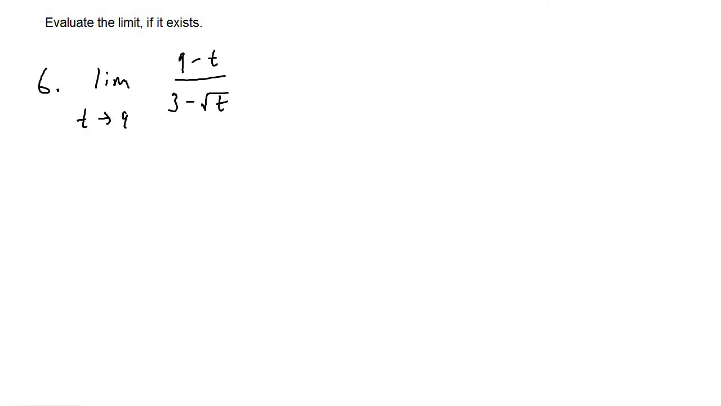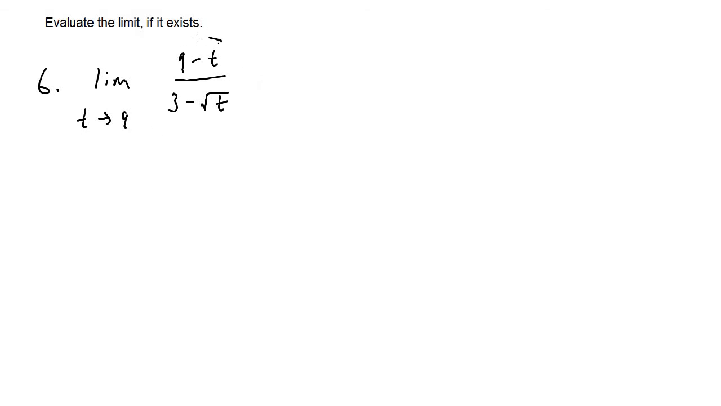So now for number 6, we have the limit as t approaches 9 of 9 minus t over 3 minus the square root of t. So using direct substitution, if we plug in 9 for t, we will get the square root of 9, which is 3, so then 3 minus 3 is 0. Obviously we can't divide by 0, so we have to find another way to evaluate this limit.